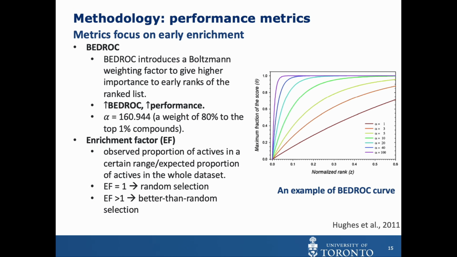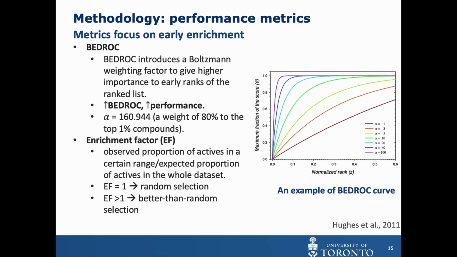BEDROC and the enrichment factor are metrics that focus on early enrichment. BEDROC incorporates a Boltzmann weighting factor to prioritize top-rank compounds in the rank list. In this study, we set the parameter alpha to 160.944, assigning a weight of 80% to the top 1% of compounds. A higher BEDROC value indicates better performance.